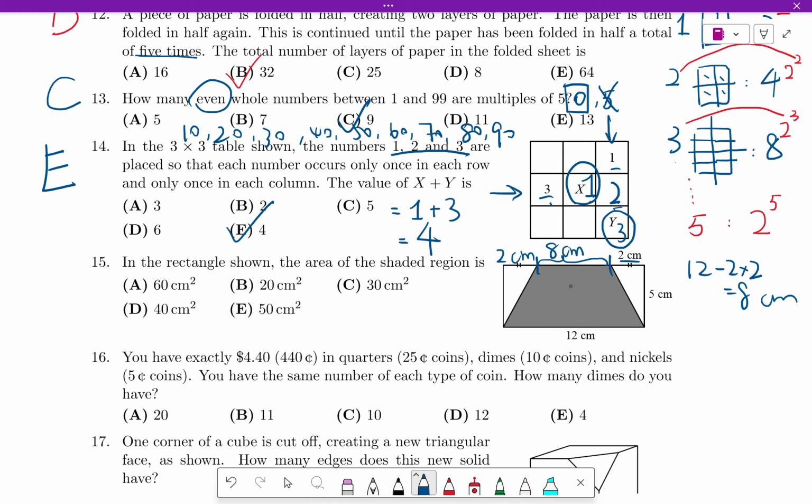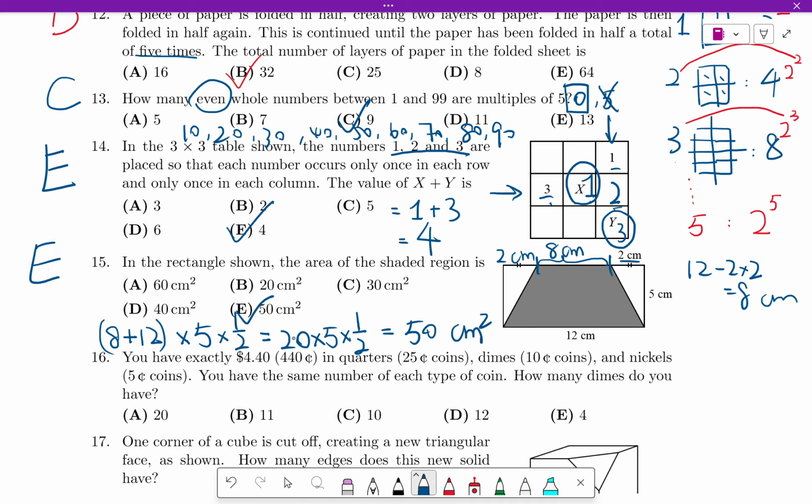And based on the formula for calculating the area of a trapezoid, it's the top side plus the bottom side, times the height, times 1/2, which is 20 times 5 times 1/2, which is 50 centimeters squared. Option E would be correct.